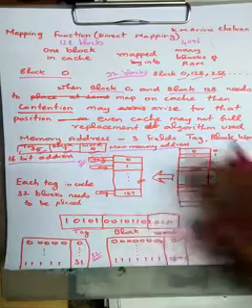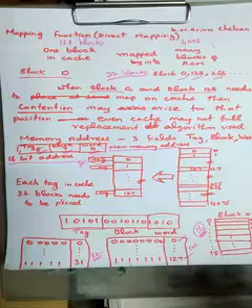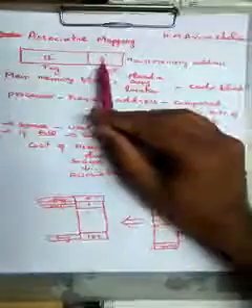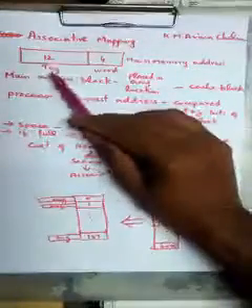So this is how the overall direct mapping is working. Next technique is associative mapping. The main memory address has only 2 fields here. One field is word, another field is tag. The word field is the least significant 4 bits, and the remaining bits are for the tag.